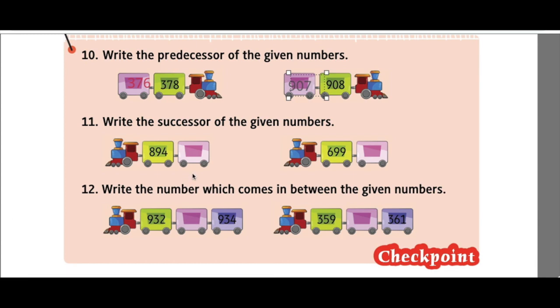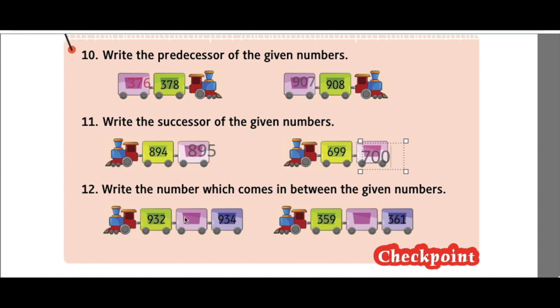11th one. Write the successor of the given number. Successor is, you have to write the after number. So here we have 894. So the after number, that is successor of 894, is 895. Next one, 699. The successor of 699 is 700.